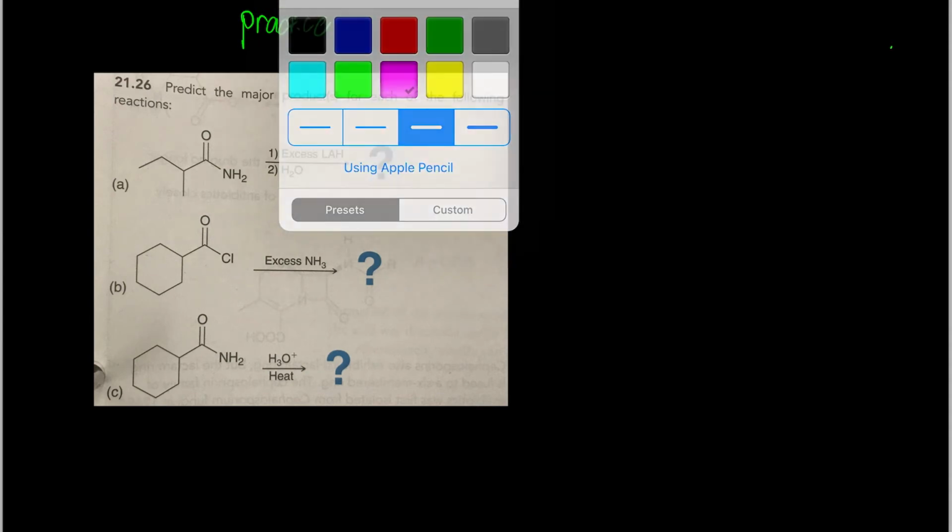So let's do some practice here. I'm looking in the book on problem 26 and 27. So let's see if we can do these. So problem 26 just asks us to draw the products, so no mechanisms necessary here. And so of course when you have an amide, you want to keep all of these carbons in the particular branching. And remember that excess lithium aluminum hydride will make amines. Okay? So you just draw out the NH2 here, and make sure that methyl goes on the correct carbon, okay?